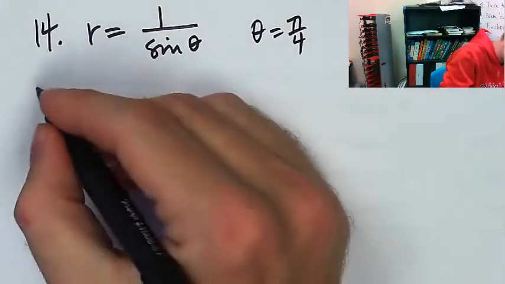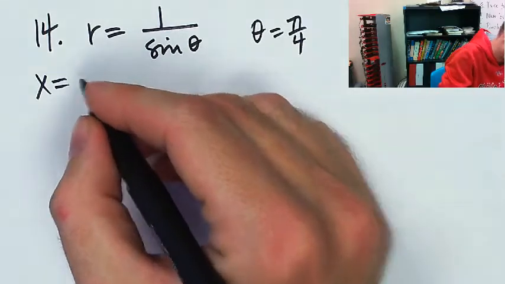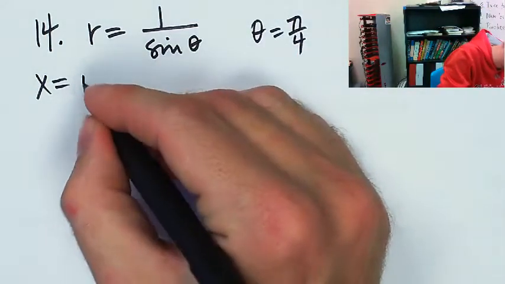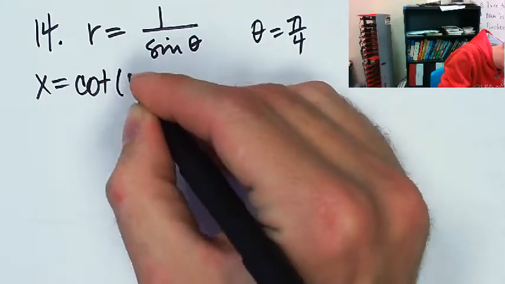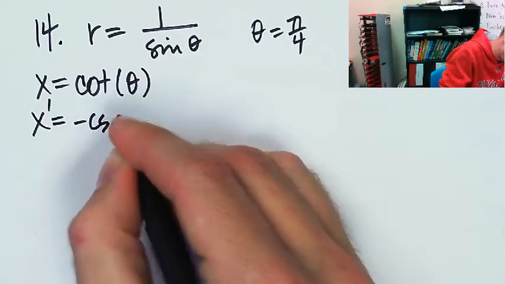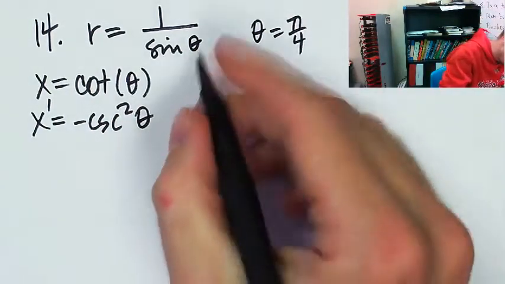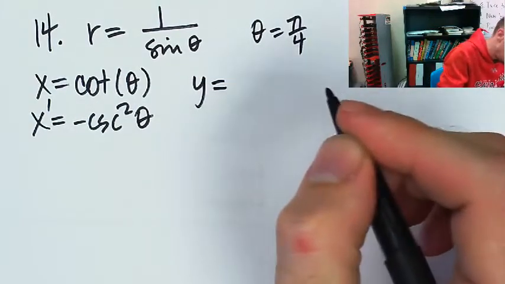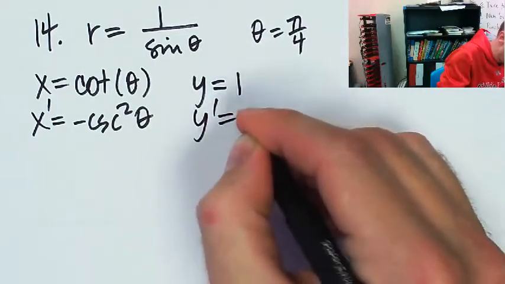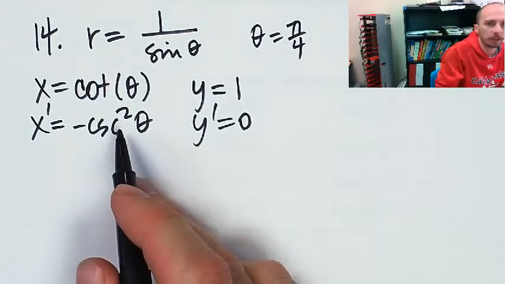Right? X equals r cosine theta. So, if I took this and multiplied by cosine, I have cosine over sine. That's cotangent. Okay, so x prime is negative cosecant squared theta. And yes, you do need to know that. And y equals r sine theta is 1. So y prime is equal to 0.